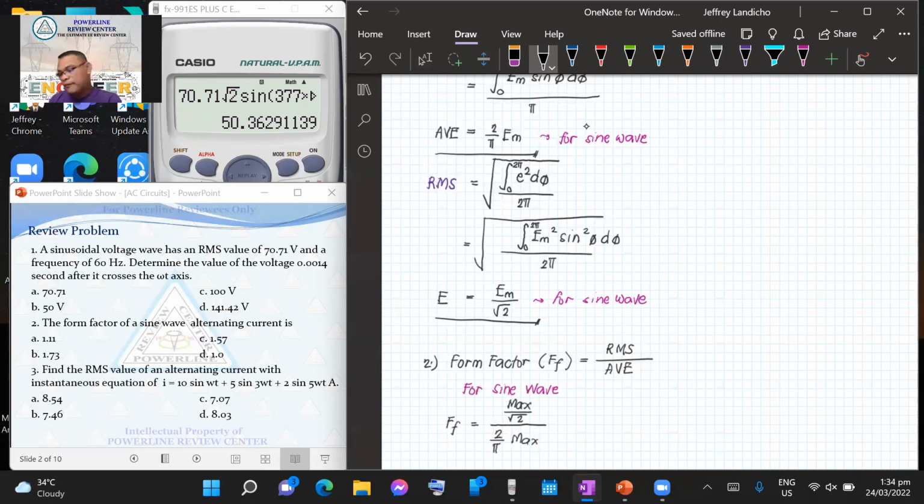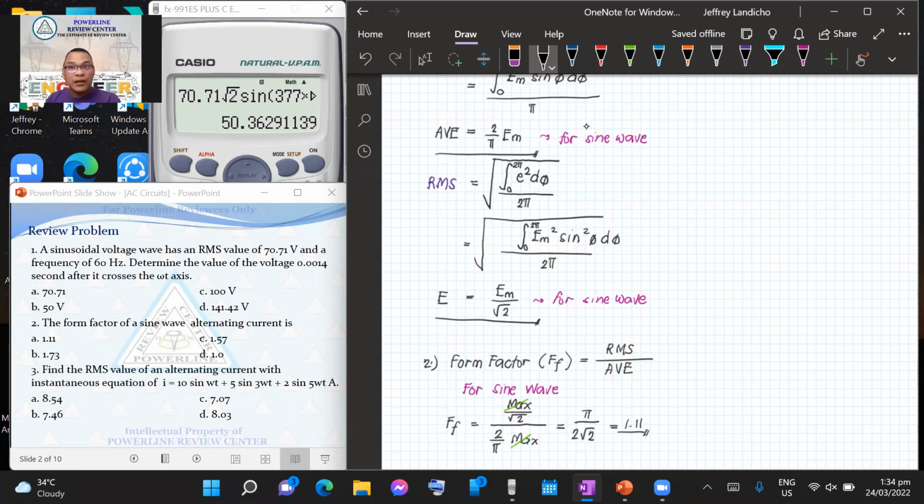So, ibig sabihin, kung current yan, maximum value of current. Kung voltage yan, maximum value of voltage. So, kapag dinivide natin yan, kung isang quantity ang pinag-usapan, we may cancel out its maximum value. So, anong matitira? This is now only equal to pi over kanino? 2 square root of 2. So, kapag kinumpute natin yan, it is exactly 1.11. So 1.11, that is only form factor intended for what? Sine wave. No, pang sine wave lang yan.